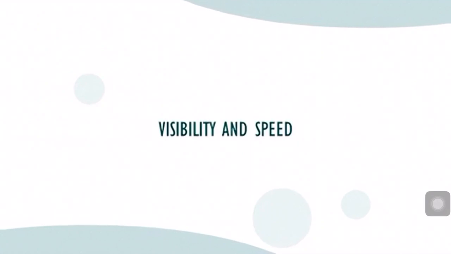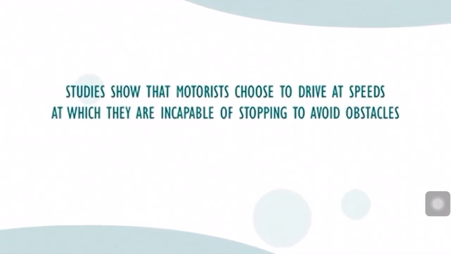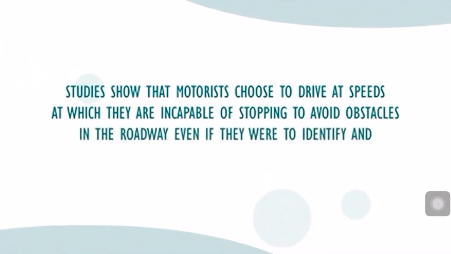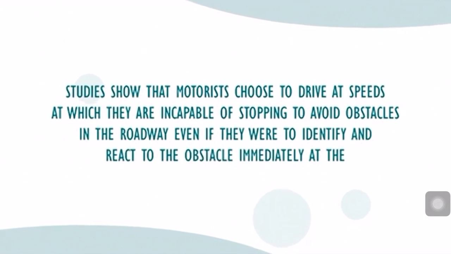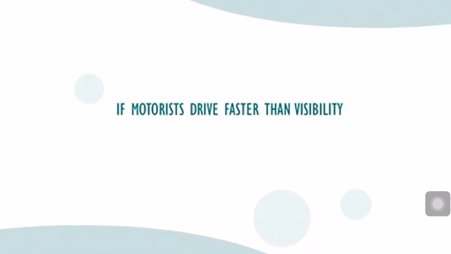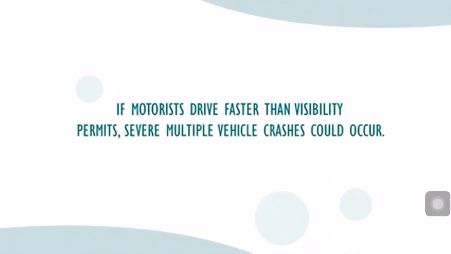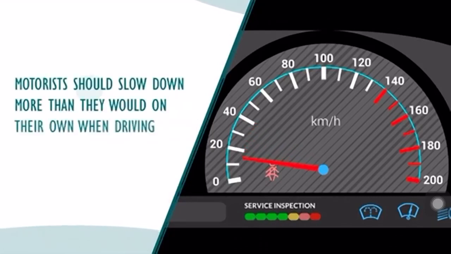Visibility and speed. Studies show that motorists choose to drive at speeds at which they are incapable of stopping to avoid obstacles in the roadway, even if they were to identify and react to the obstacles immediately at the border of visibility distance. If motorists drive faster than visibility permits, severe multiple vehicle crashes could occur. Motorists should slow down more than they would on their own when driving in fog.